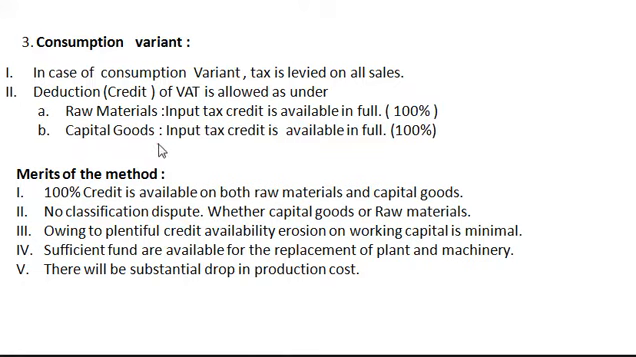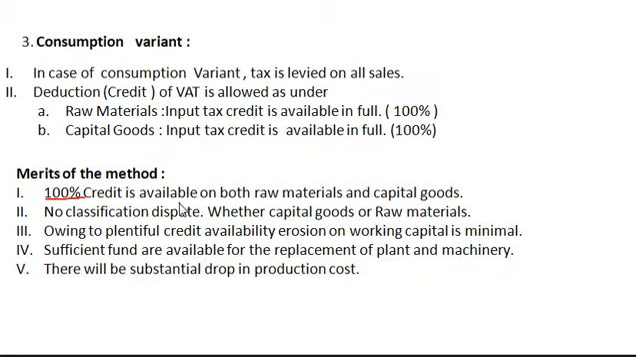And credit of capital goods, again it is also 100% available in full. In gross product variant, no credit was available on capital goods. On income variant, credit on capital goods was available to the extent of depreciation amount only, but in consumption variant, input tax credit of capital good is allowed 100%. Okay, and here are the merits of the method.